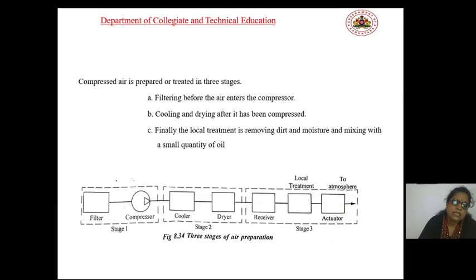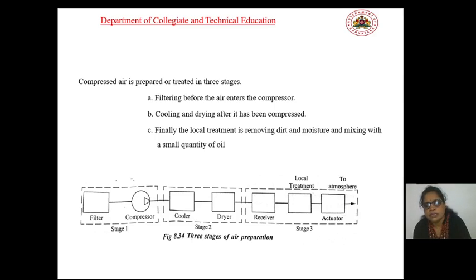Once the air gets compressed, it should be cooled to a certain extent, because once the pressure of the air increases, temperature also increases. Okay, it should be cooled. After cooling, it should be dried. When it enters the dryer, the moisture present in the air gets dried off, and then it is sent to the receiver.